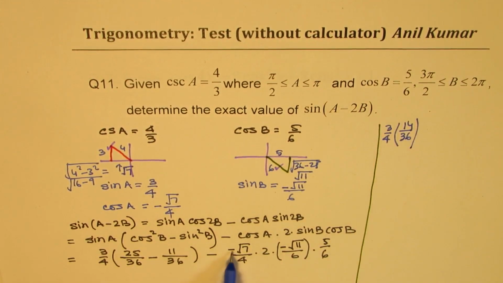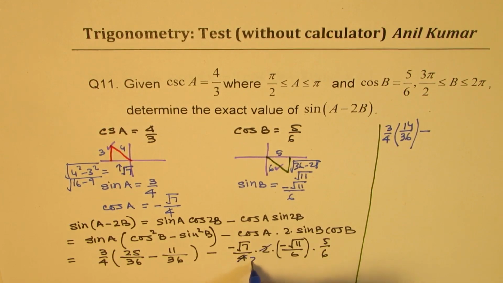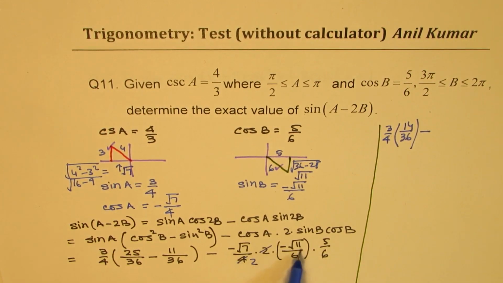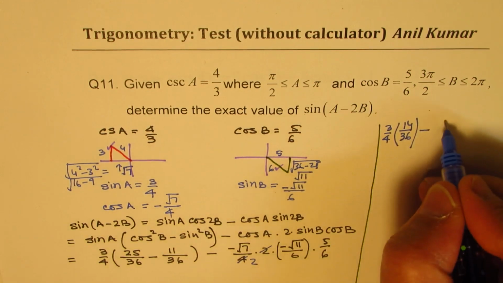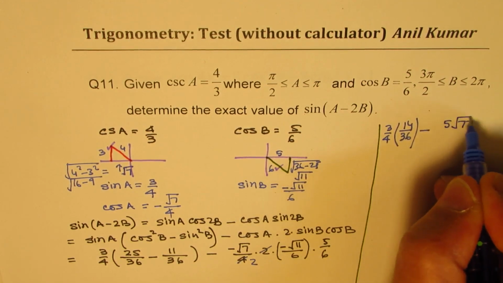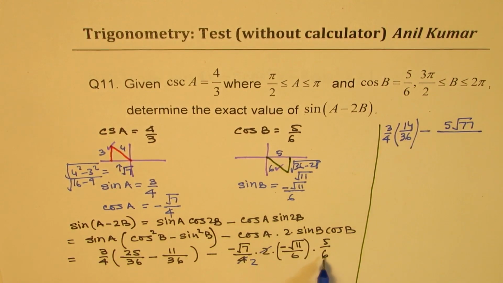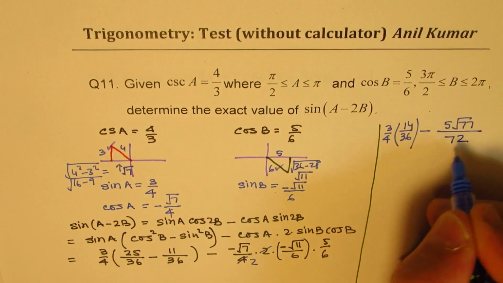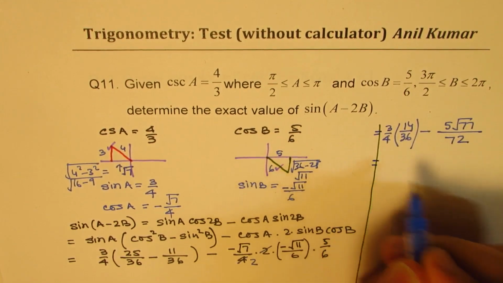Okay. There are 3 negatives, so it remains negative. This could be simplified. We could divide this by 2, right? So 7 times 11 is 77, and then we have 5. So we have 5 square root of 77 over 6 times 6, 36 times 2, 72. Correct? So this is what we get.